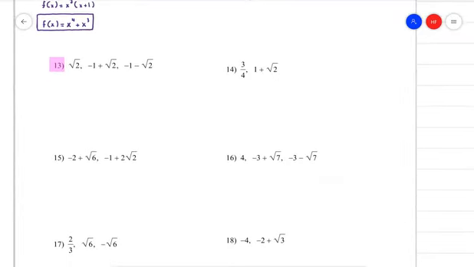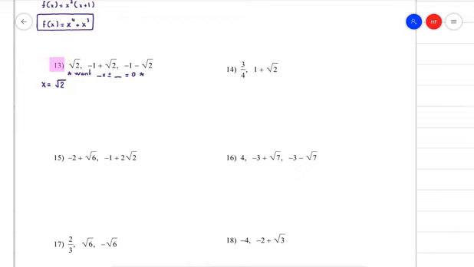Now on number 13, we're given some weird looking zeros, right? So we've got radicals in there, and they're not just fractions like we're used to seeing as our weird zeros, but we will do them the same way. So x is equal to square root of 2. I want something x plus or minus something equals 0.